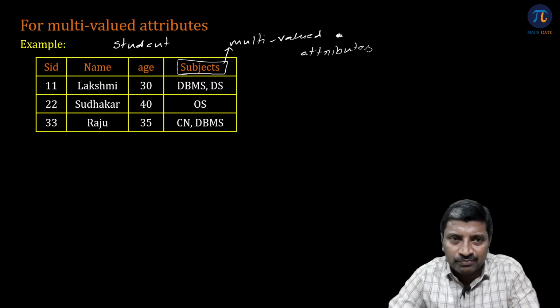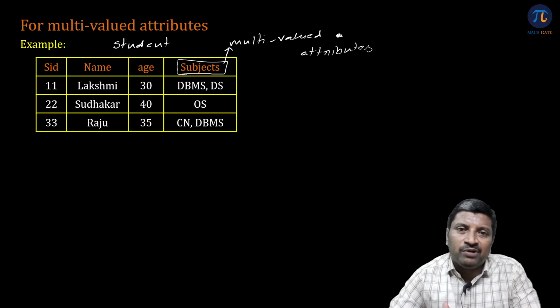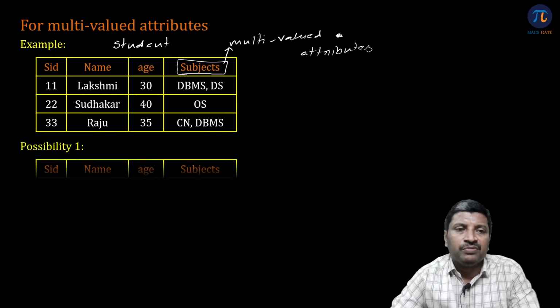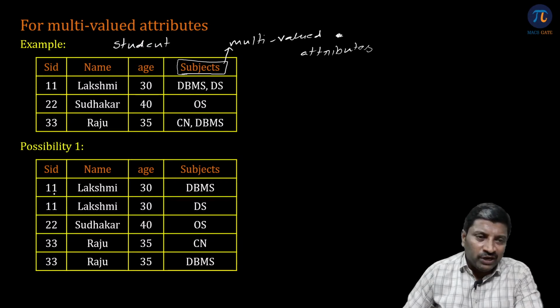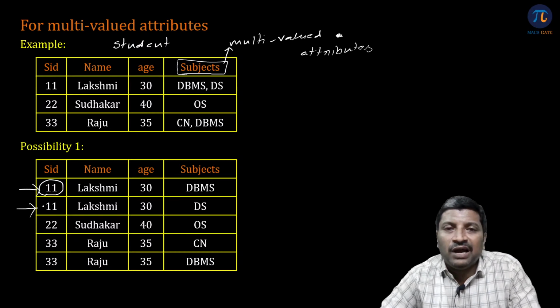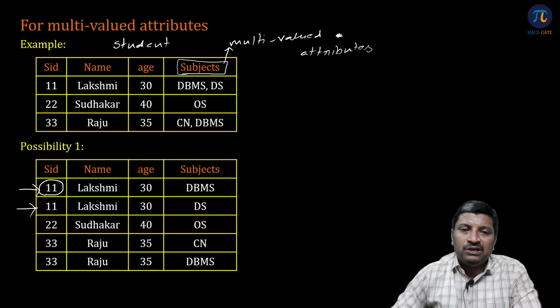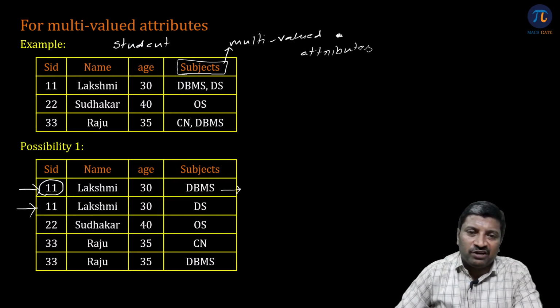Then how to deal with it? To deal with multi-valued attributes, there are so many possibilities, sir. Let me discuss each of the possibilities one by one. The first possibility: the student 11 has registered two courses. So I write the entire record two times. For the first time, I will write the first value. For the second time, I will write the second value.